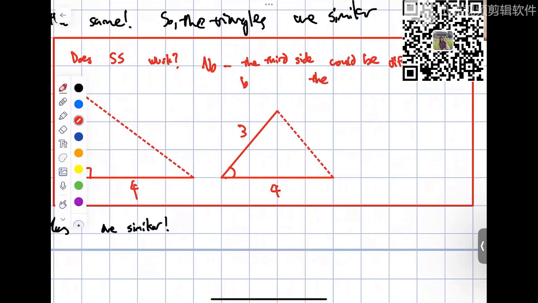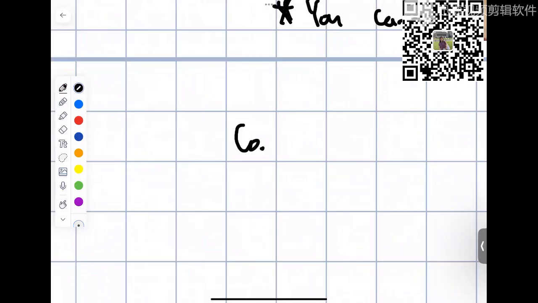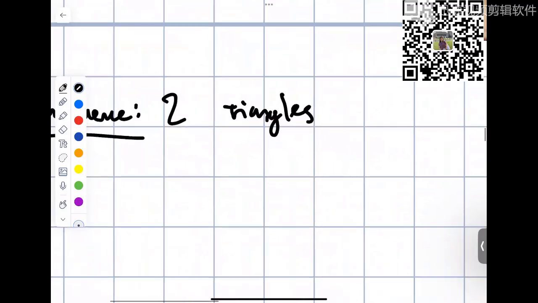All right. Now we're going to move on to congruence. Does everyone know what congruence means strictly? Like the same. Exactly, yeah. Congruence: two triangles are exactly the same. They have all the same side lengths and all the same angles.